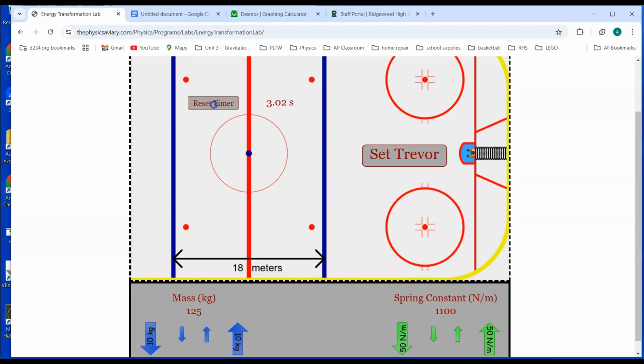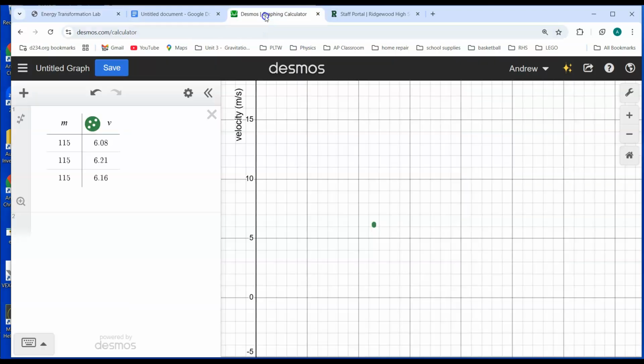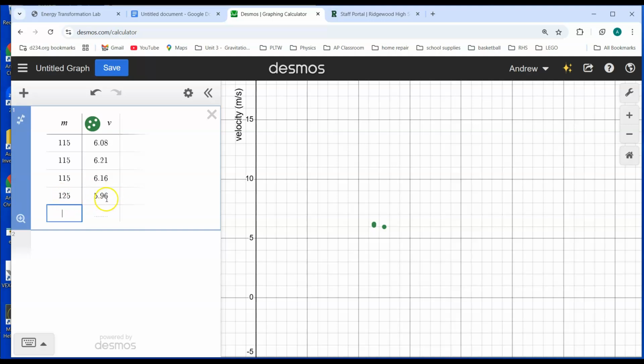So this time it was 18 meters divided by 3.02 seconds for a speed of 5.96 meters per second when the mass increased. And that makes sense. It's more massive, so it's harder to push, so you have less velocity. Okay? And I'm going to come back. I'm going to keep collecting data, and I'm going to pause the video, and I'll come back when I've got some more data.